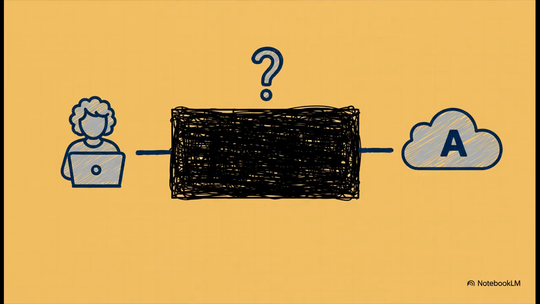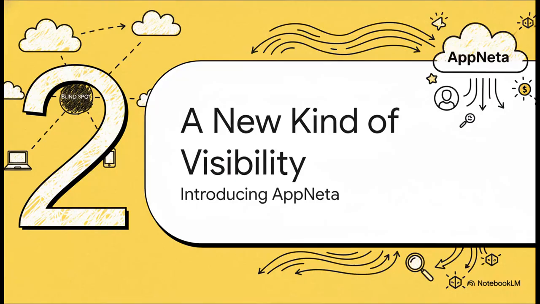To put it as simply as possible, the problem usually isn't that your router is broken. The problem is the unmonitored space between your router and the application. It's the internet itself, which for most IT organizations has become a total black box. And as we all know, you can't fix what you can't see. But what if you could see inside that black box? This is where we get to shift from talking about the problem to talking about the solution. So let's dive into a new kind of visibility.